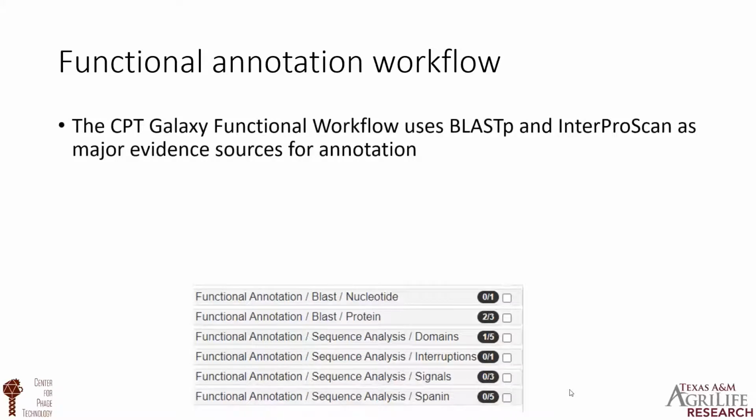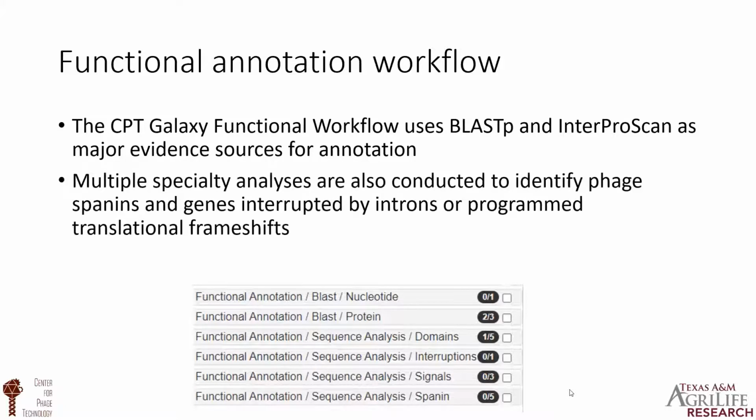The CPT Galaxy functional workflow uses BLASTp and InterProScan as the major evidence sources for annotation. There are also multiple specialty analyses that are conducted as part of this workflow to identify things like phage spanins, lysis proteins, and genes that are interrupted by introns or programmed translational frameshifts. The outputs of all those workflow components appear after the functional annotation workflow is completed.